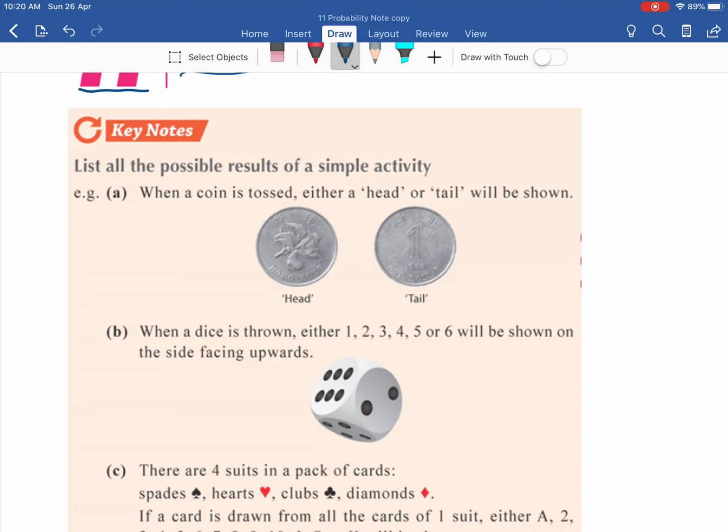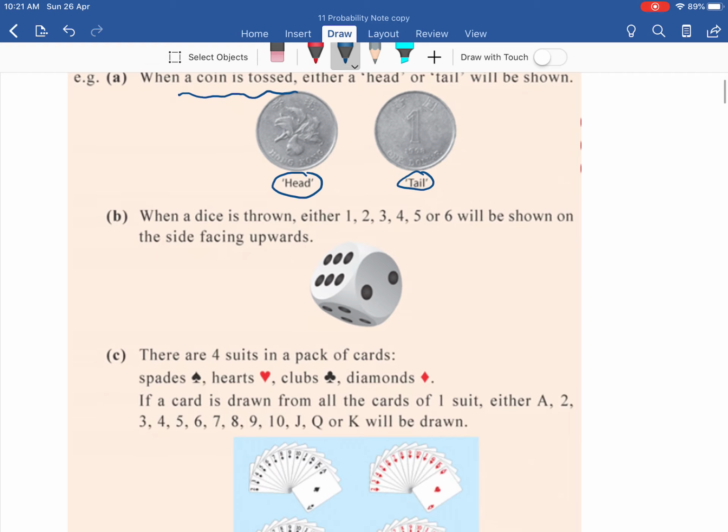First, the most common question is to toss a coin. You have two outcomes, head and tail. Why do we call it head? Because in the past, the coins had the queen icon. That is the queen's head. So we call it head or tail. The coin is tossed, either it is head or tail.